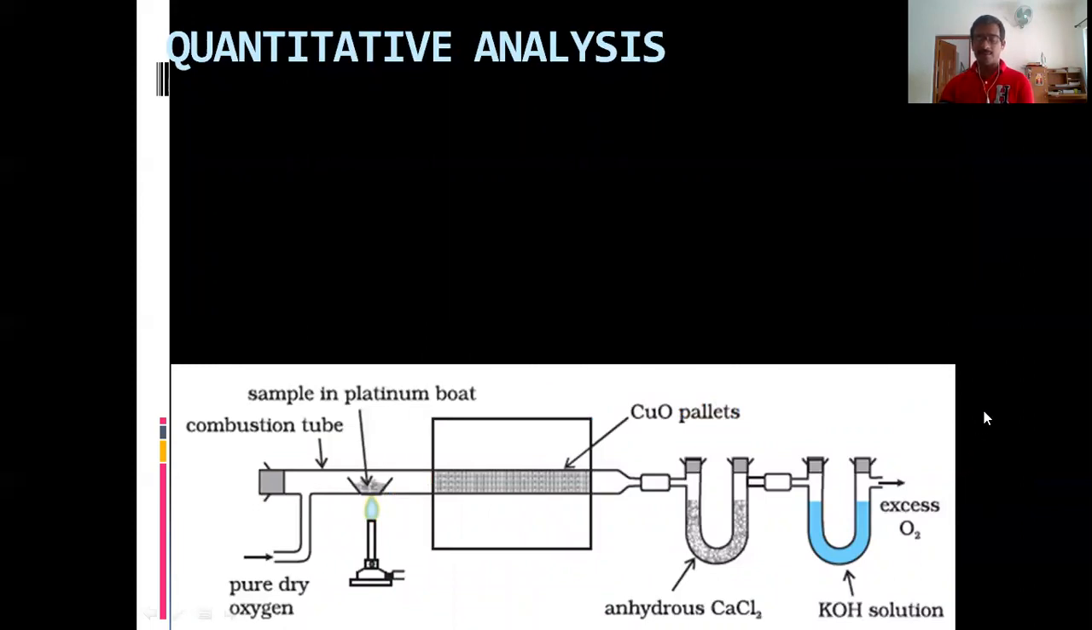Quantitative analysis, I think we can see it in another class, and we can stop it here.